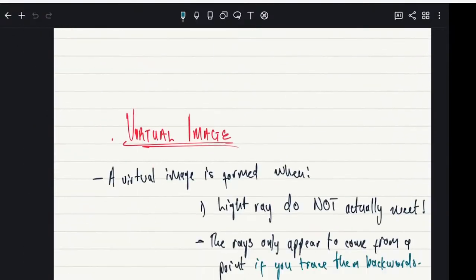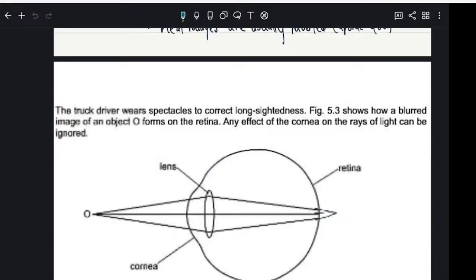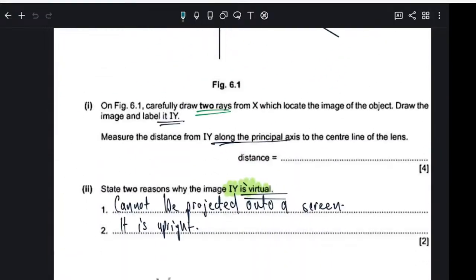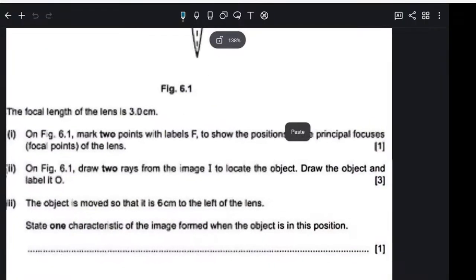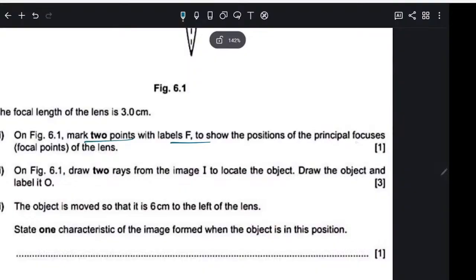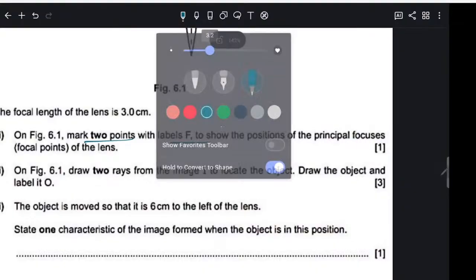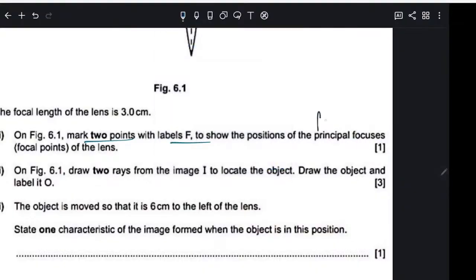Magnifying glass. Let's see now. Here. What are we supposed to do? Mark 2 points with labels F to show the positions of the principal focuses. What is the principal focus? The focal point. Okay, F.